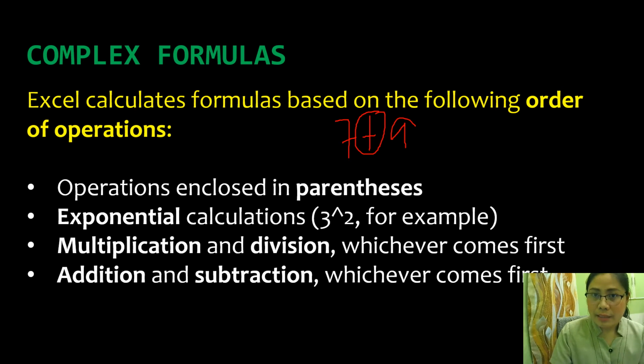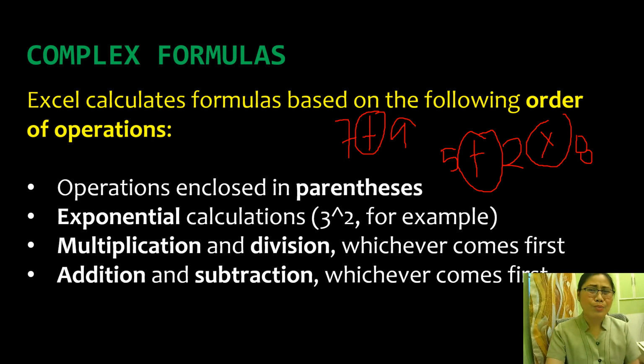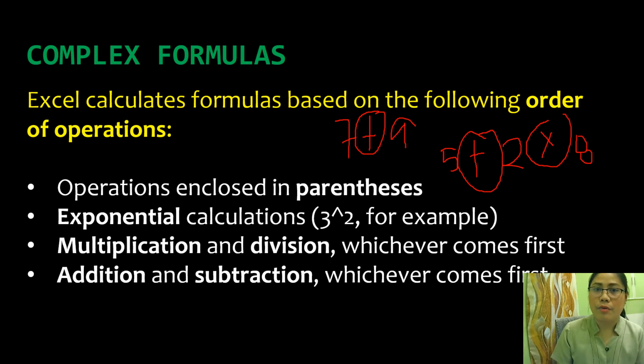A complex formula naman class has more than one mathematical operator. Let's say for example, 5 plus 2 times 8. As you can see, gumamit tayo ng dalawang operators, yung addition at saka yung multiplication. So, when there is more than one operation in a formula, I repeat, ang tawag doon ay complex formula.